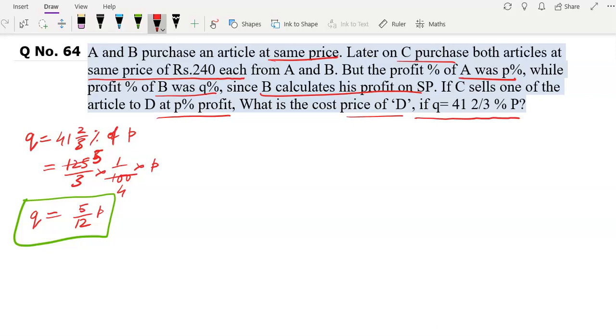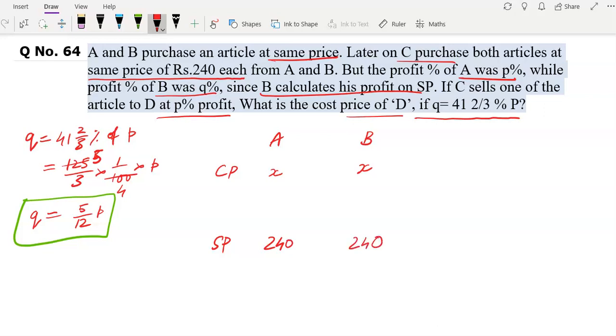Now, A and B purchase an article at the same price. So we have A and we have B. So let's say the cost price is the same for both, let's say it's X. Later on, C purchased both articles at the same price of rupees 240 each. So the selling price is also the same. Selling price is 240 each.